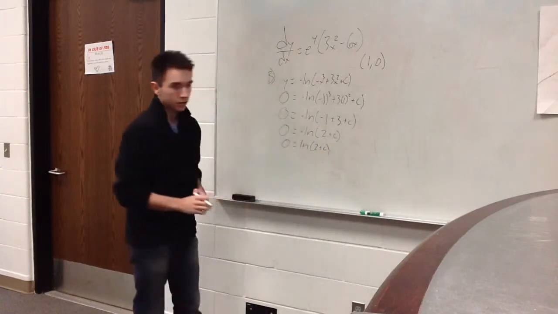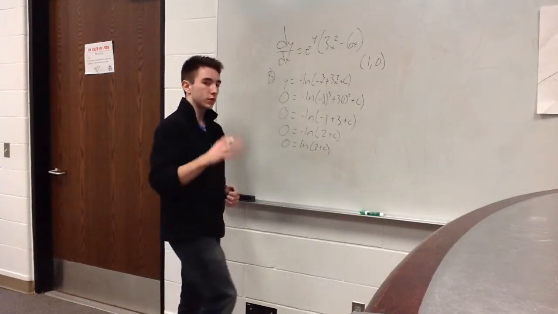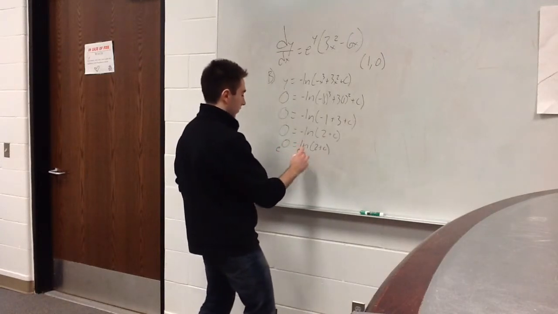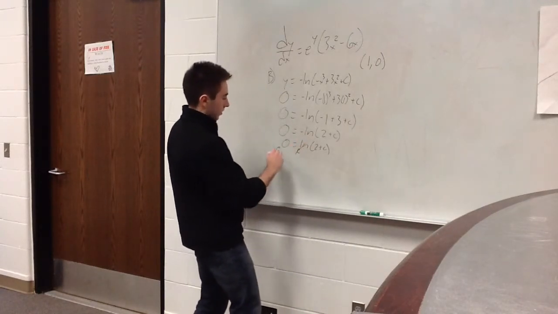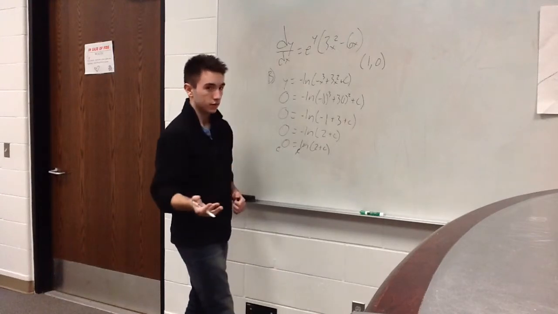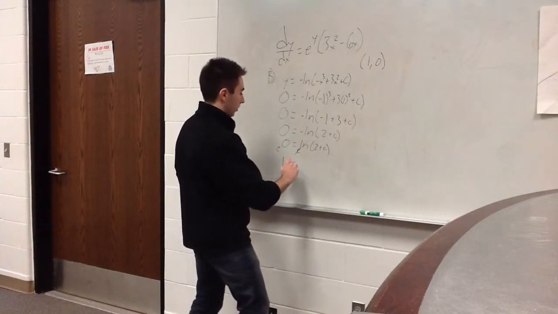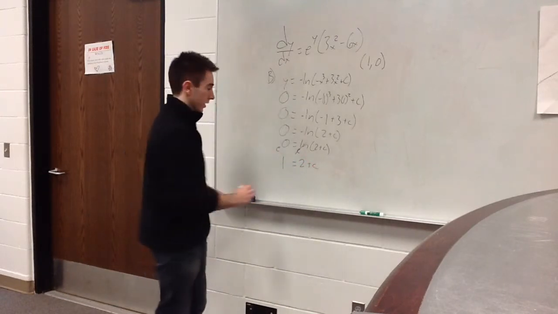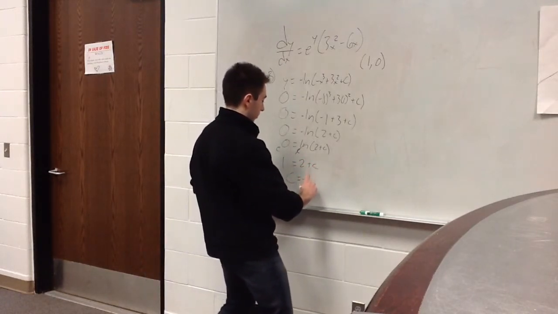Now we have to get rid of this natural log, so we take the e power to both sides. We put an e right there and an e right there, so those cancel. So it means e to the 0, and anything to the 0 power is 1. So we get 1 equals 2 plus c. We subtract 2 from both sides, so therefore c equals negative 1.